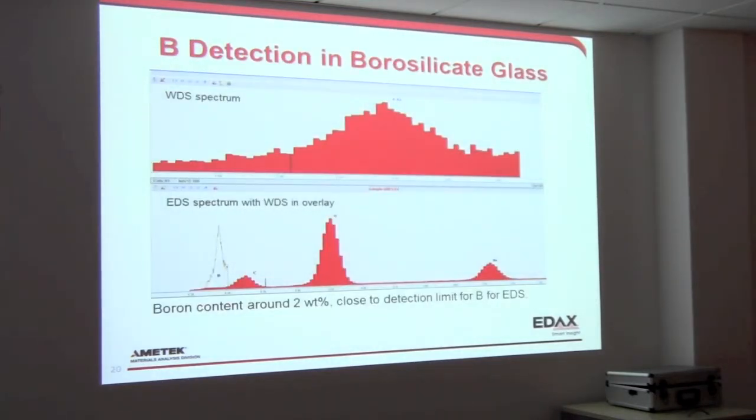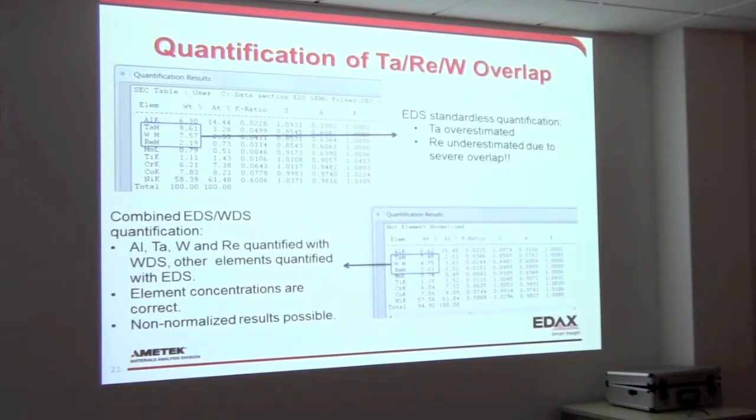This one, boron in glass. You can see the EDS peak does not really show much, but you can see there's a little bit of a background here, but there is a distinct boron peak. This is the EDS spectrum, and then the WDS spectrum overlapped on it. Quantifications, as we were saying, tantalum, tungsten, in this case rhenium, all overlap, so you can do quantifications there for both EDS and WDS. And as we heard in the previous talk, you use the WDS where it's powerful, you use the EDS where it's powerful, combine the results, and get a very good result in very fast time.